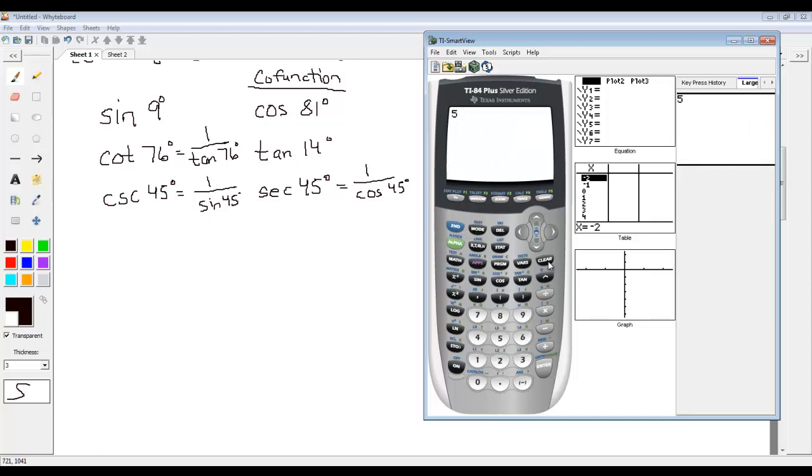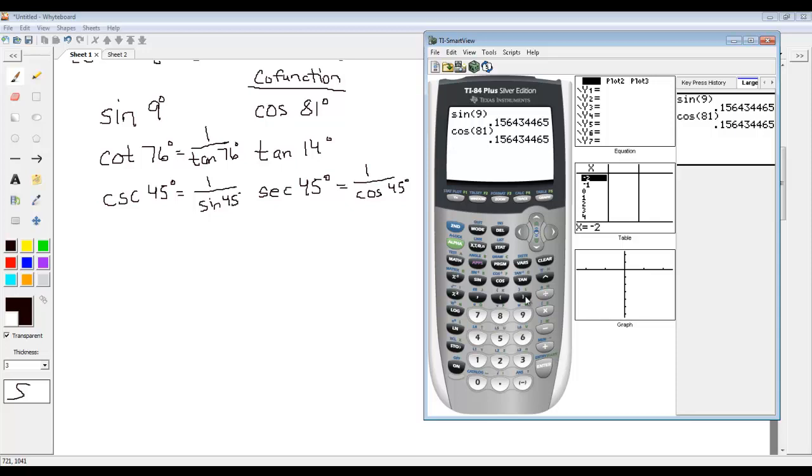I don't know what I just tapped by accident. Go back to mode. Okay, that looks fine. Alright. Okay, so sine of 9 degrees. What we can do is hit the sine button right here, type 9, parentheses, hit enter, and it gives you the value for sine of 9. But let's also do, sorry about that, this pen is sensitive. Let's also do cosine of 81 degrees. Hit enter, and look, they come out the same. That's what happens with cofunctions.